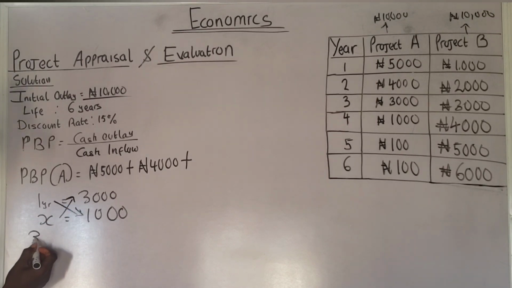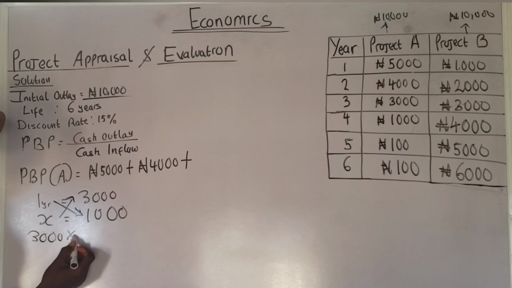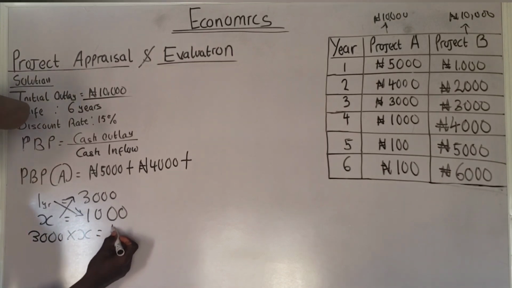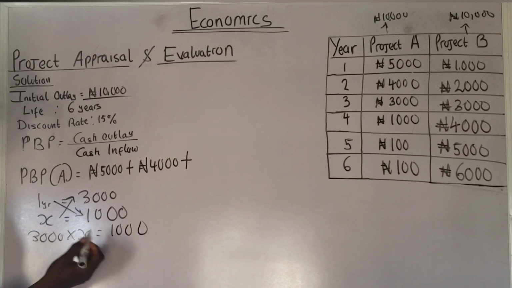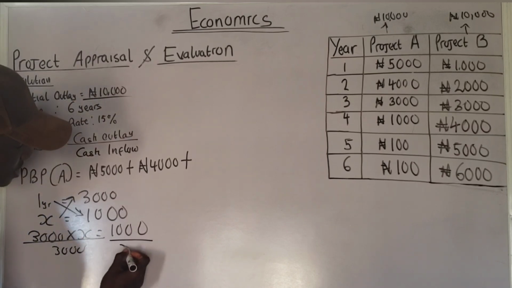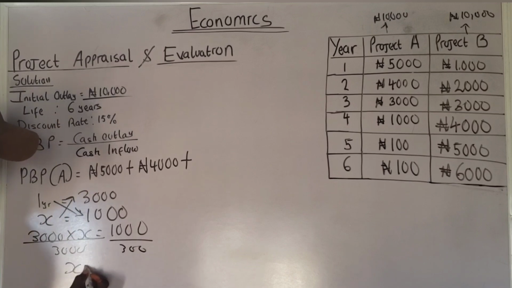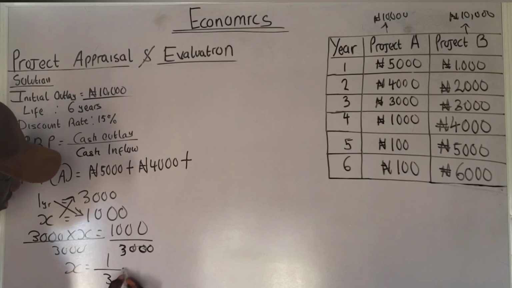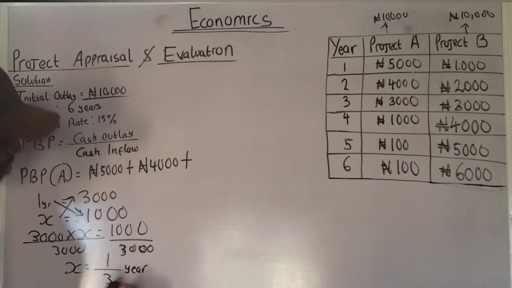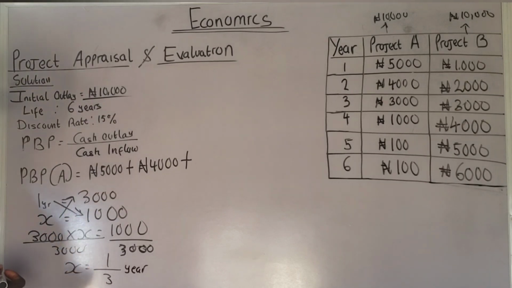So 3,000 naira multiplied by x equals 1,000 naira. You understand? So divide both sides by 3,000. This over 3,000 and this over 3,000. X is equal to what? 1 over 3,000. X is equal to 1 over 3 year. Do you understand? Okay, so please pay attention. X is equal to 1 over 3 year.